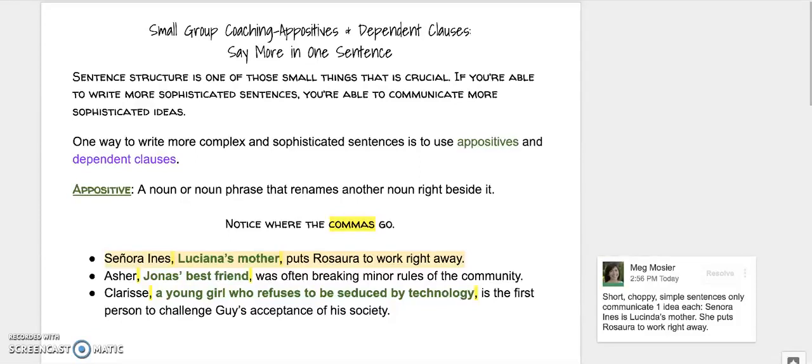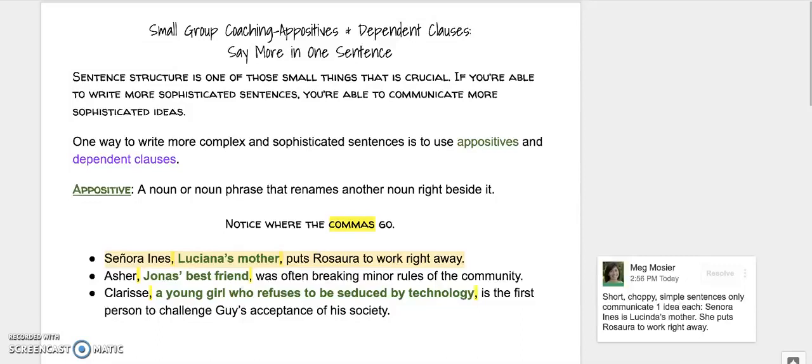This is another one of our conventions small group coaching sessions. And this time, I want to focus on some techniques that you can use to write more complex sentences. I want you to become sophisticated communicators.